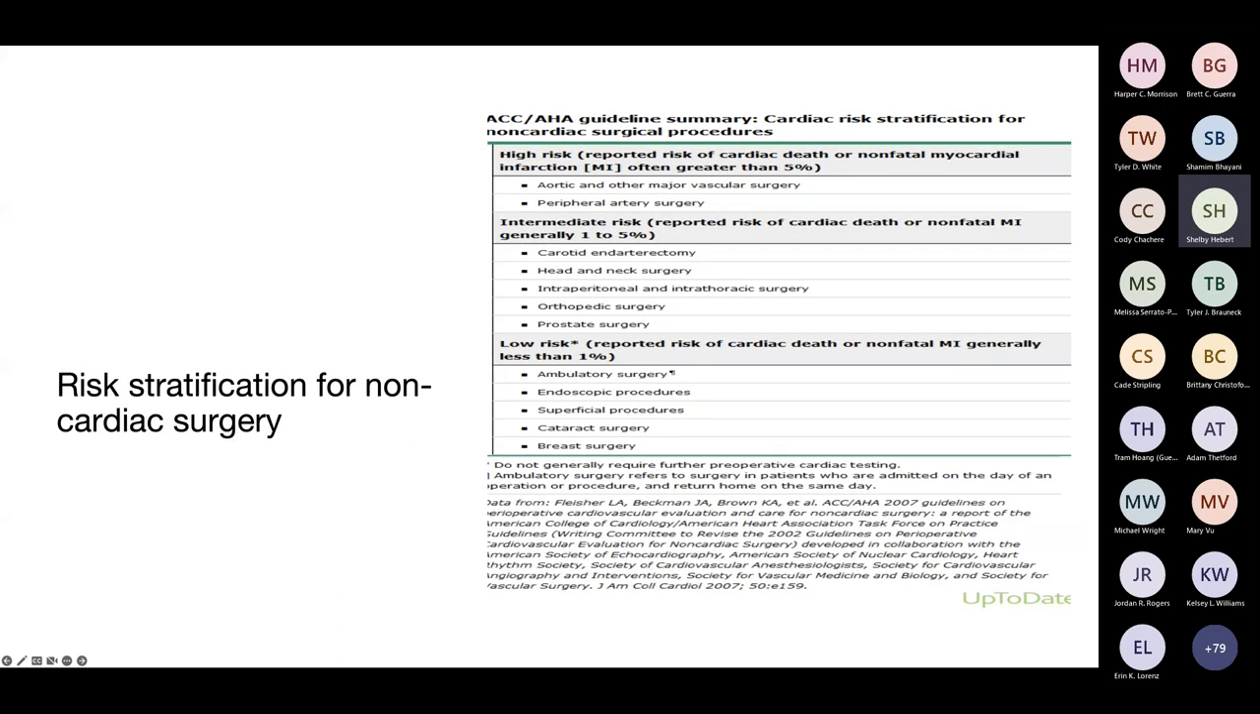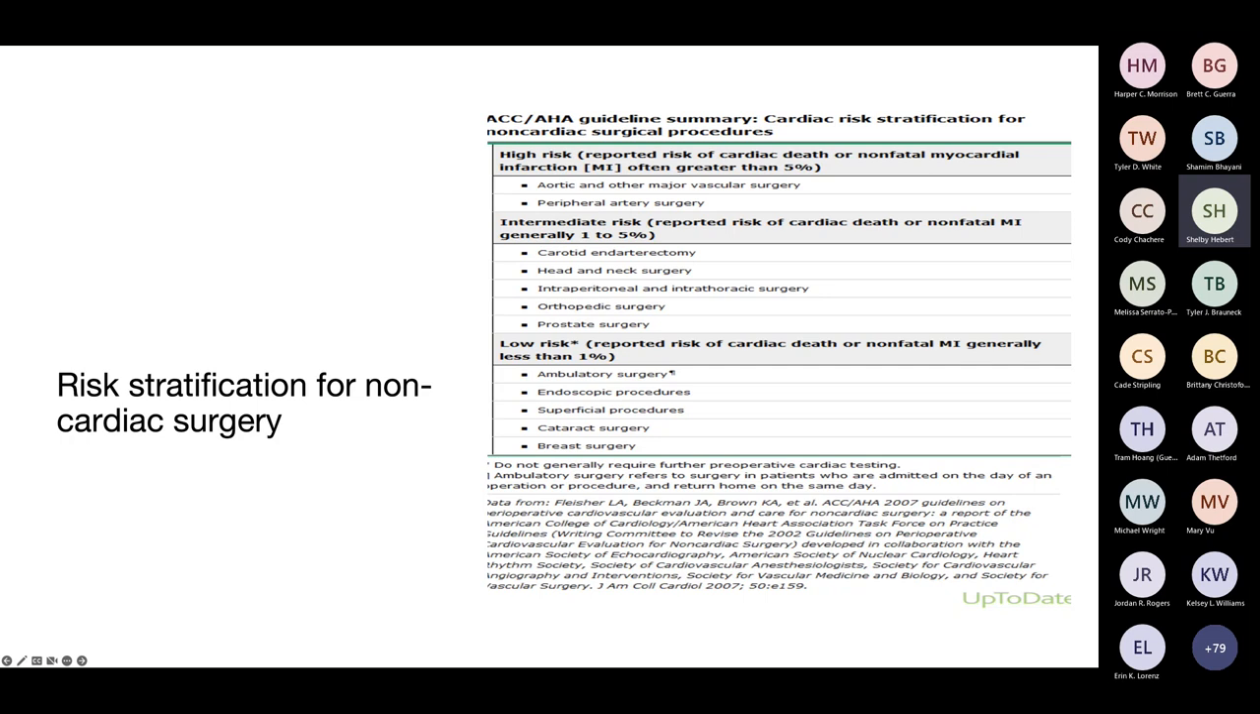So how do we figure out if these patients are high risk for non-cardiac surgery? This is the basic guideline that everybody uses. It's not the be-all end-all, but it does provide you kind of risk stratification for patients. And it looks at a variety of factors. The biggest one is the type of surgery being done.